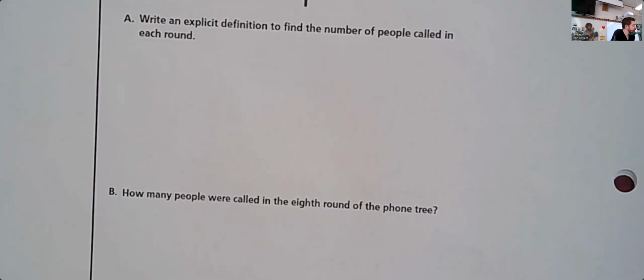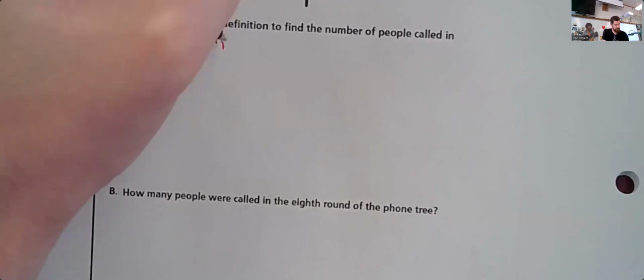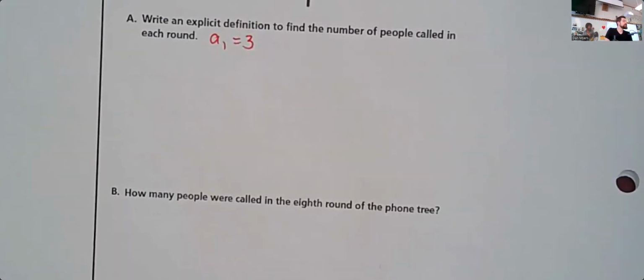So, actually, let's go ahead and back up a little bit here. How many people were called in the first round, according to the chart? 3. Yeah. So A sub 1 here, let's figure out some numbers. A sub 1 equals 3.